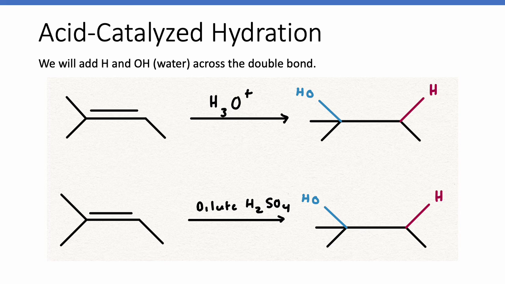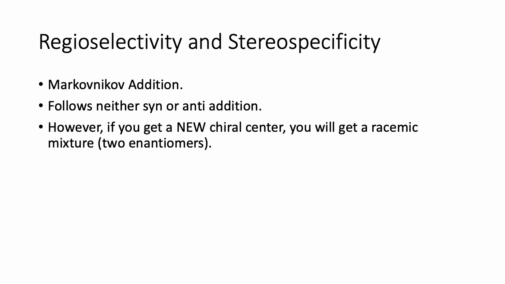The next reaction is acid-catalyzed hydration, and we're going to add H and OH, or water, across the double bond. So the reagents are either going to be listed as hydronium, or you could see it listed as dilute sulfuric acid. So be on the lookout. They both mean that this is acid-catalyzed hydration. So acid-catalyzed hydration will always follow Markovnikov addition, and similar to hydrohalogenation, it follows neither syn nor anti-addition. But if you get a new chiral center, you will get a racemic mixture.